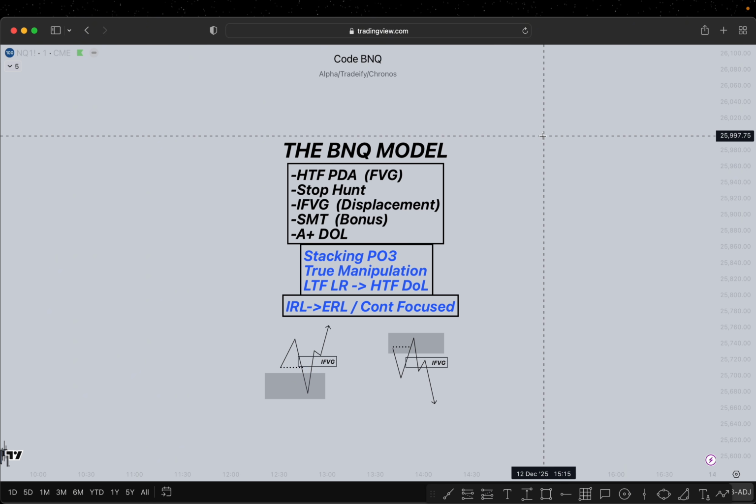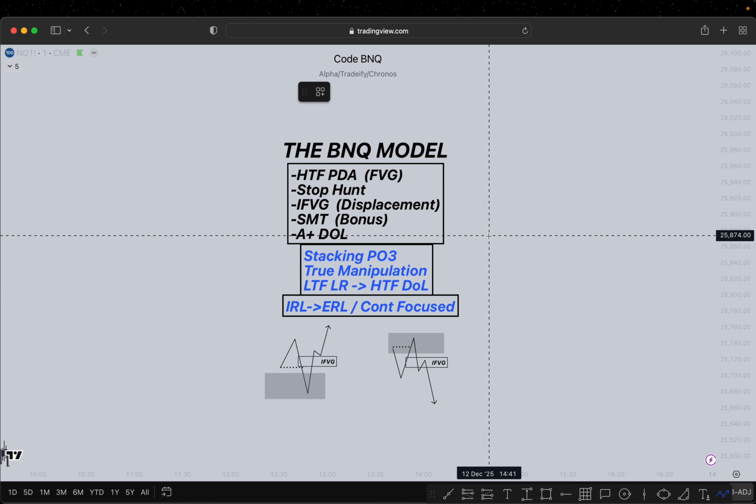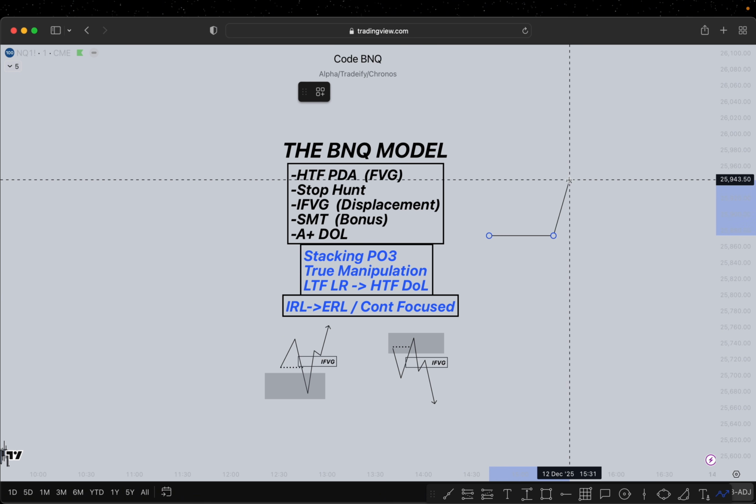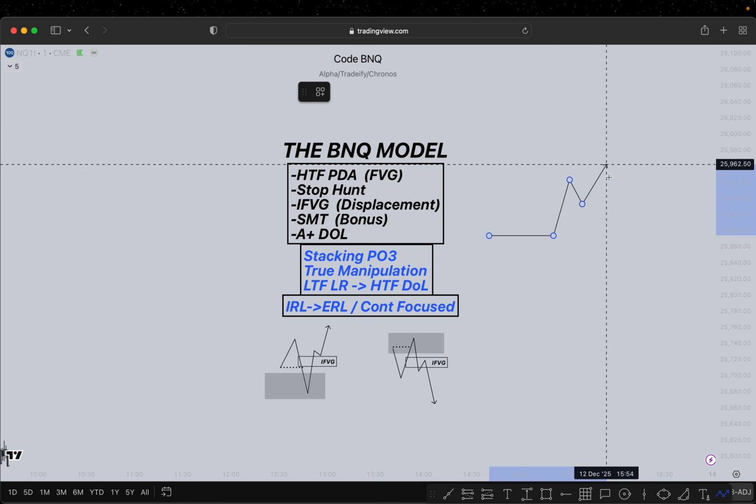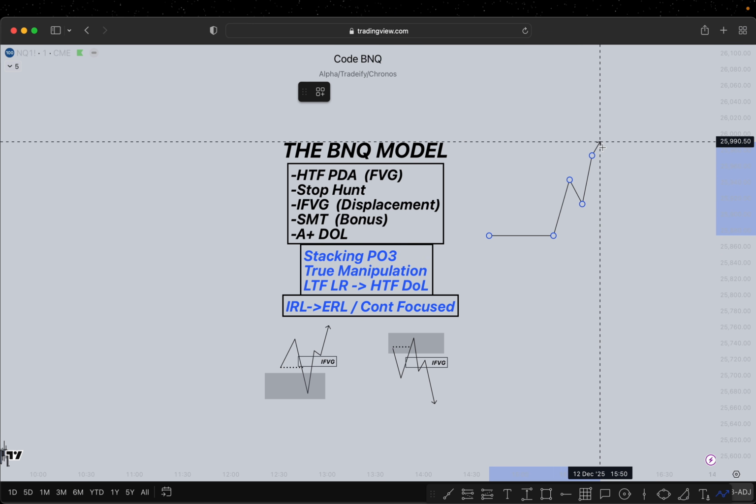Now, what did I add to my model that's now new? Well, stacking PO3. So this means stacking time discount or time premium. What I mean by this is, let's say we have a 10 a.m. open, right? 10 a.m. opens right here. We run above, right? 10 a.m. is now generating liquidity while in a time premium.